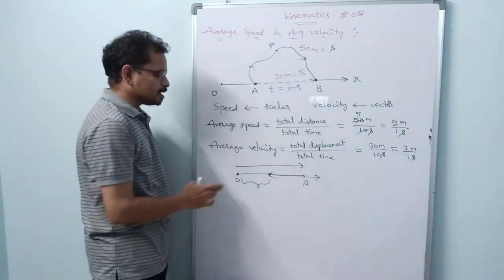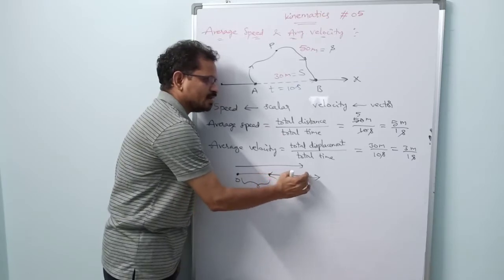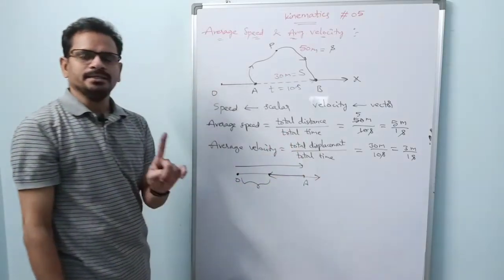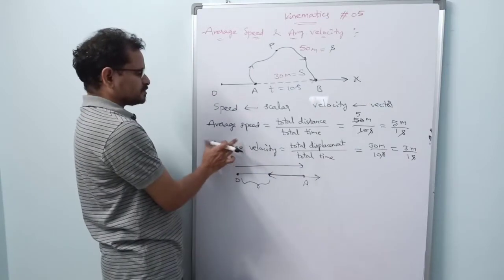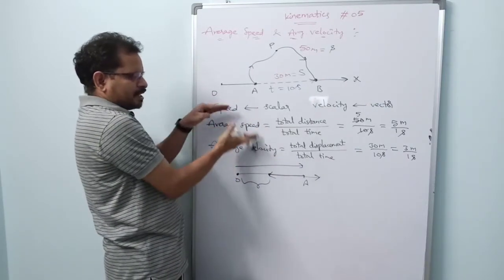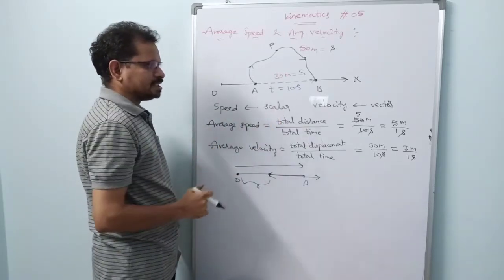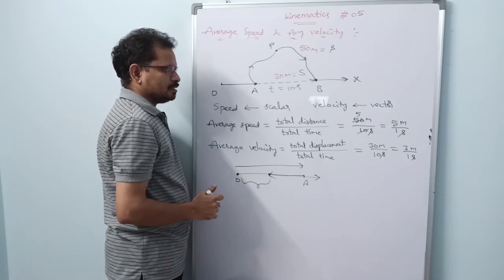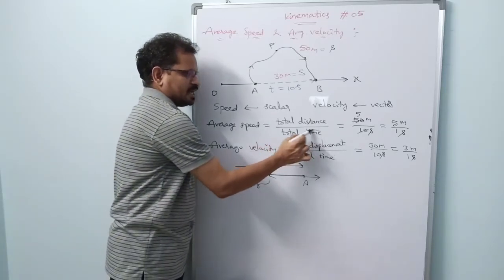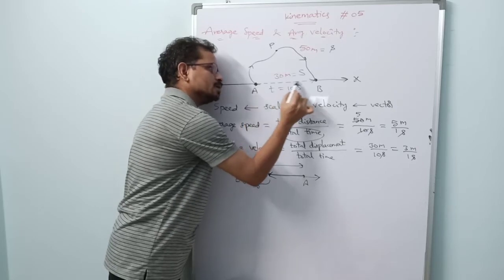What is that possibility? A particle has to move in a straight line in one direction, then only distance is equal to displacement. See here, if a particle moves along a straight line, let us compare these two things. If a particle moves along a straight line in one direction, in the same time, for example, this particle is moving from A to B only.